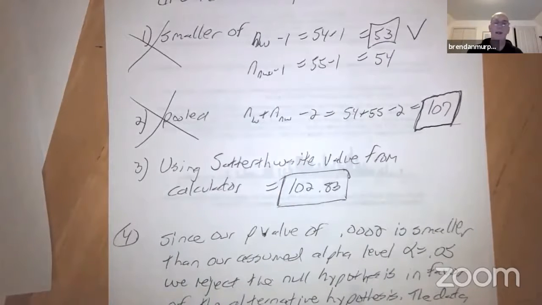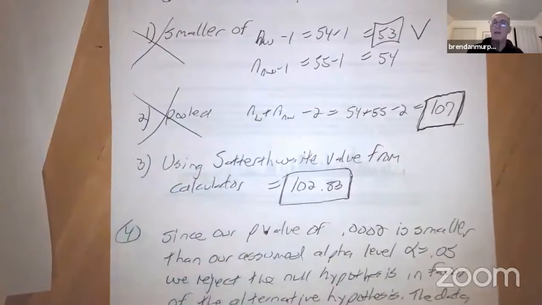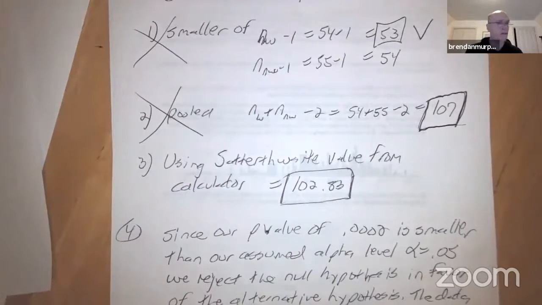You may never have seen it. Your teachers may never have brought it up, and that's perfectly fine. But if you've said to yourself, where does that number come from? It's coming from what we call, I think I'm saying it correctly, the Satterthwaite formula.